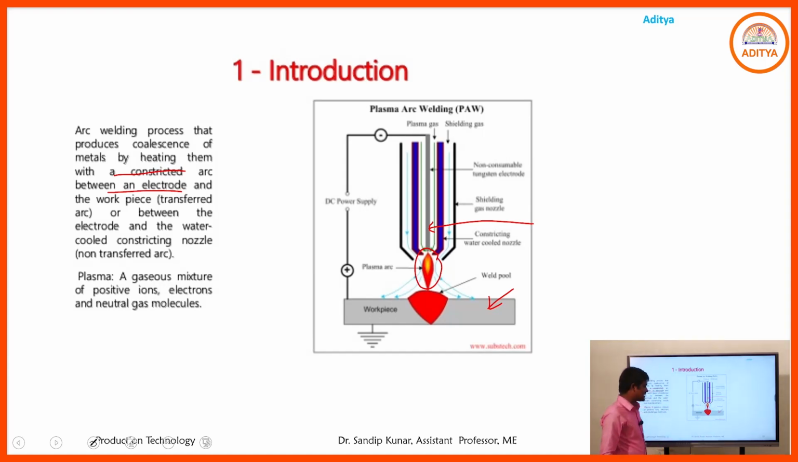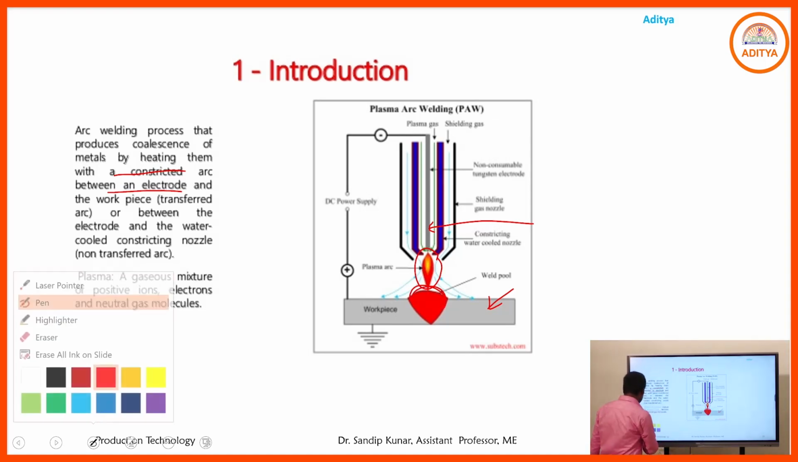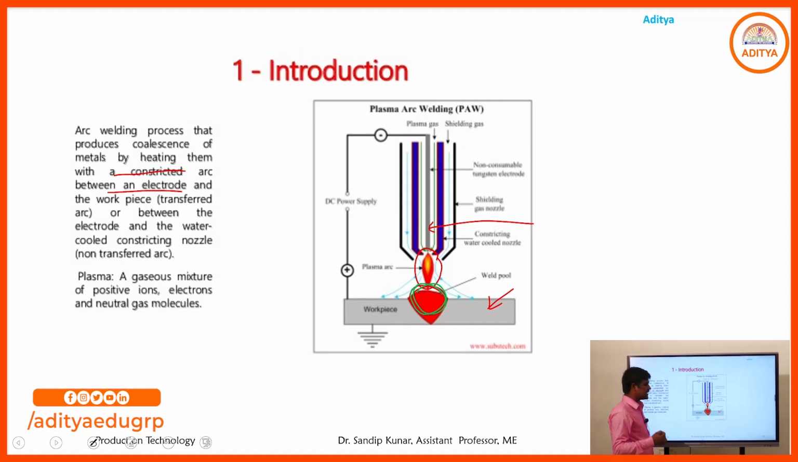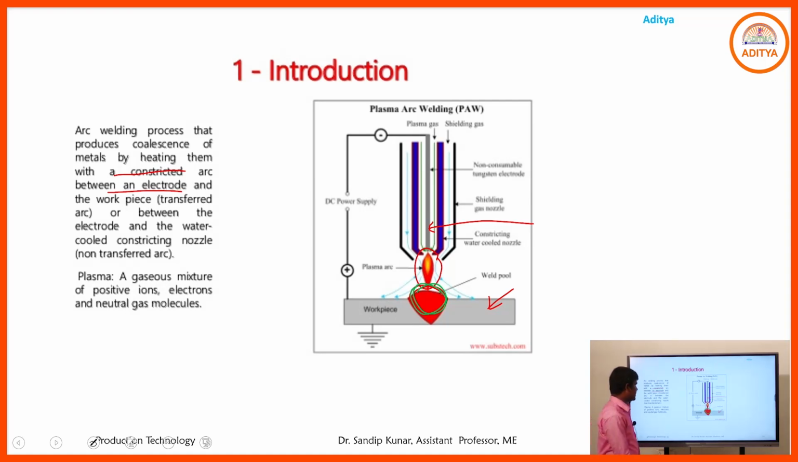The created arc produces heat at the weld faces and melts them. Due to melting, the parent metal of the two plates is converted into a molten state, and then it solidifies, bonding both plates. Here we see the non-consumable electrode.